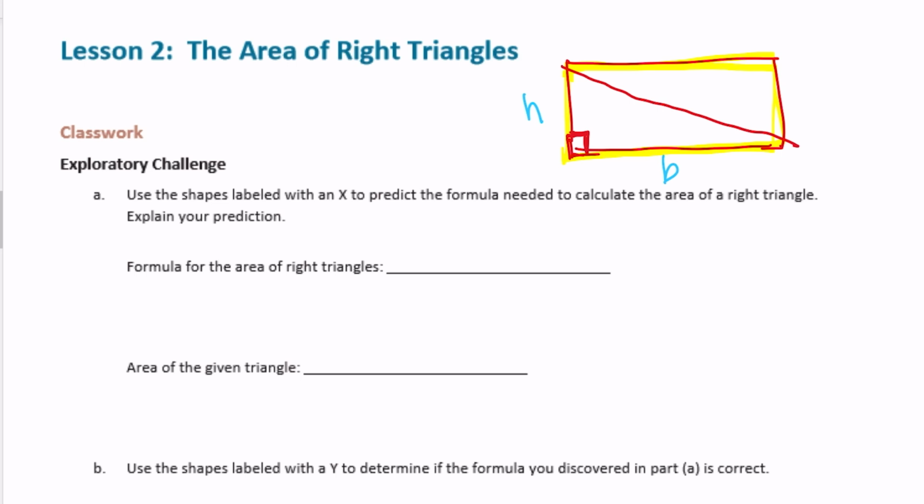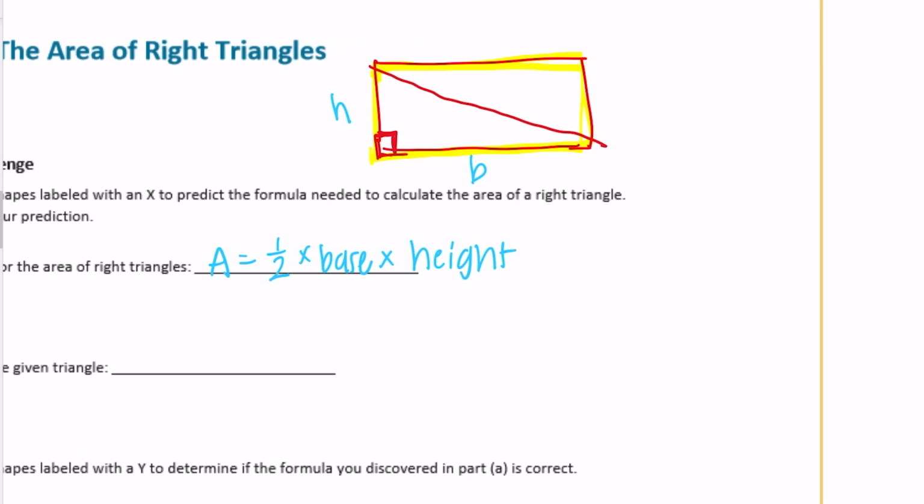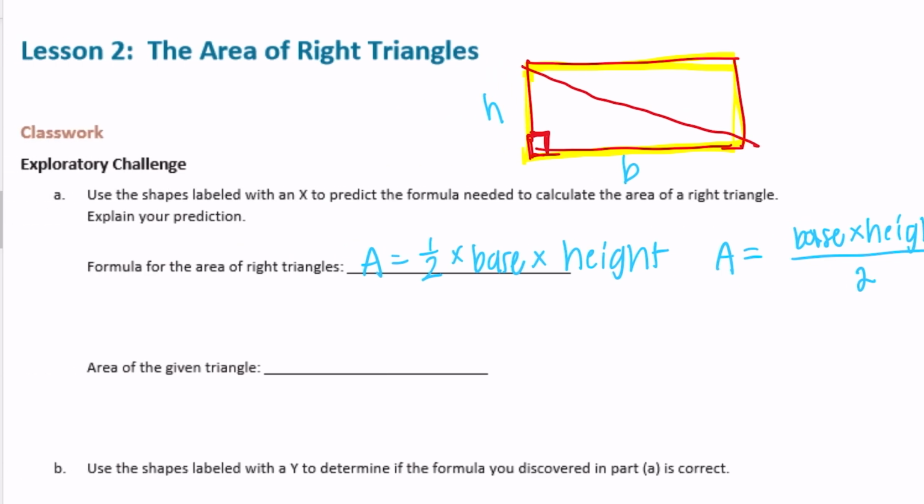So the formula for the area of triangles would be area is equal to 1/2 times the base times the height. Or you could also write it as area is equal to base times height divided by 2. Either way, same thing.